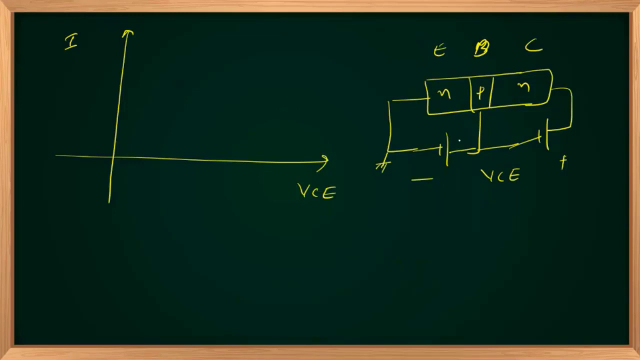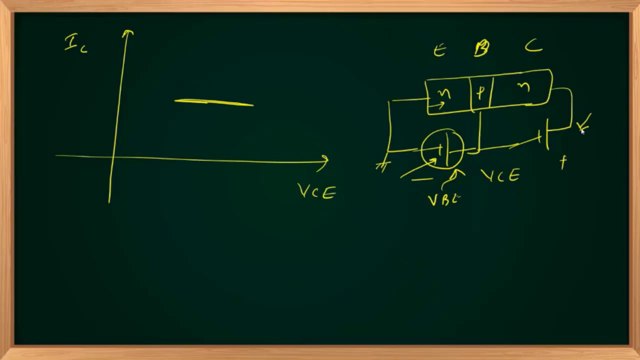Once this voltage VBE is fixed, the number of electrons emitted by the emitter is fixed. So I'll have a constant current, because if this is fixed, the number of electrons emitted by the emitter is fixed, and the number of electrons collected by the collector is also fixed.